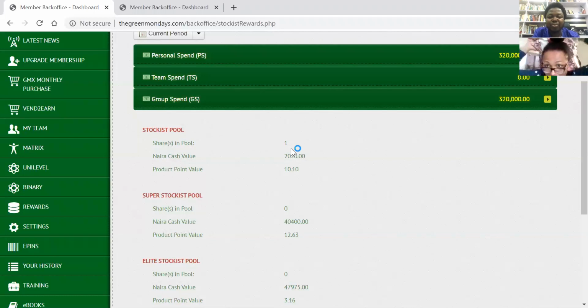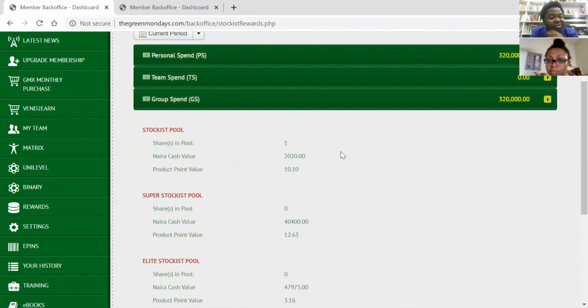Are you with me? Yes. So that's how many shares? One share. Every 250,000 Naira entitles you to one share in the Stockist pool. If you do 500,000, you have two shares. If you do 750,000, you have three shares. If you do 1,000,000, you have four shares. The maximum number of shares in the Stockist pool is four shares.